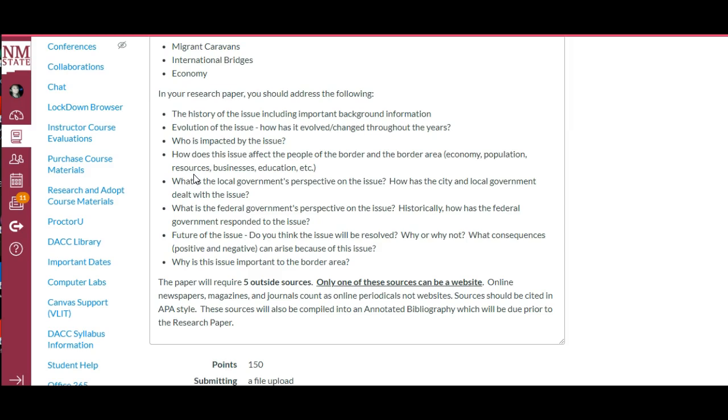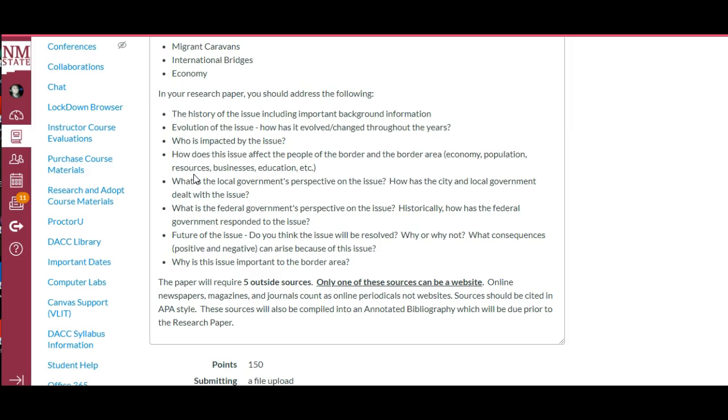So you also want to look at the local government's perspective. What is the government's view on this topic? How have they dealt with the issue before? What have they done to try to solve it? What have they done to address it? That is mostly where you're going to have to do some research.